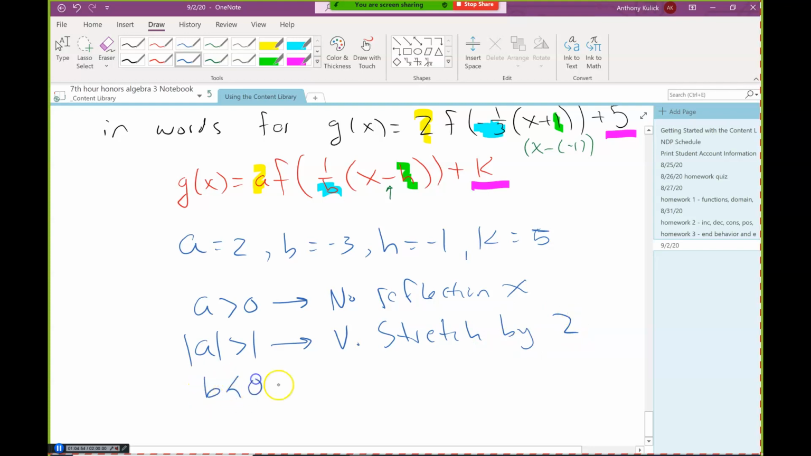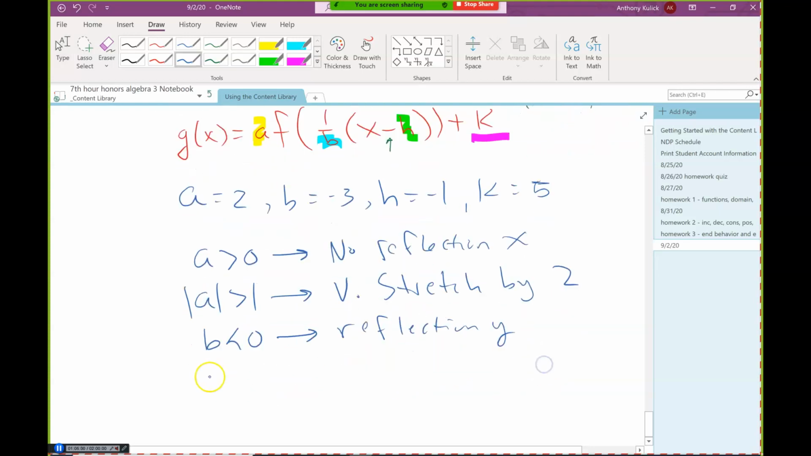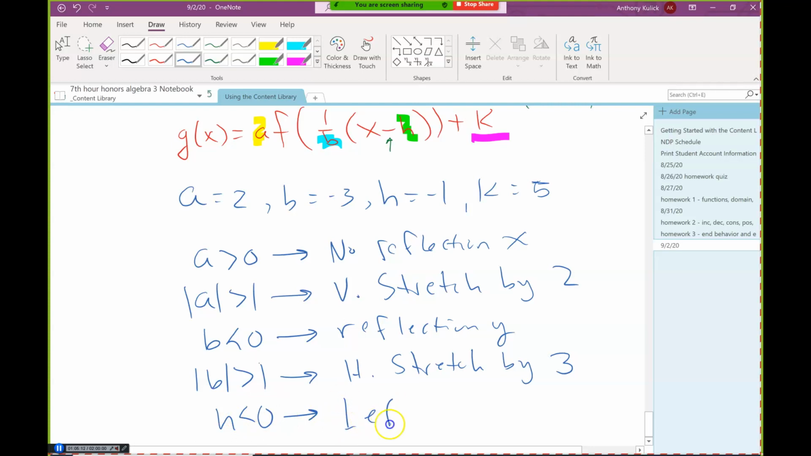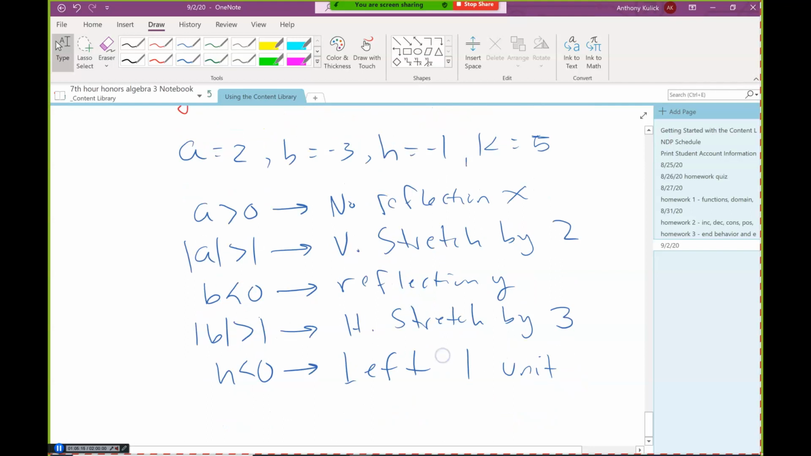Since the b value is negative, I have a reflection across the y-axis. Since the magnitude of b is greater than 1, I have a horizontal stretch by 3. Since the h is negative, I'm going left 1 unit. And since the k is positive, we're going up 5 units.